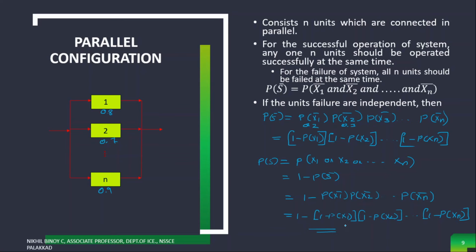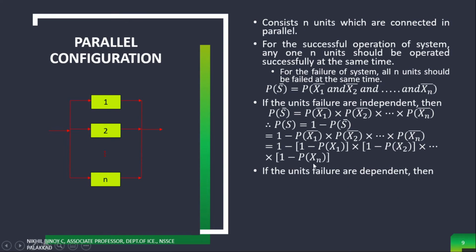So P of S is equal to P of x1 or x2 or so on, or xn, that is equal to 1 minus P of x1 bar into P of x2 bar into and so on, P of xn bar. That is also equal to 1 minus P of x1 into 1 minus P of x2 into and so on, into 1 minus P of xn. So please note down this equation.